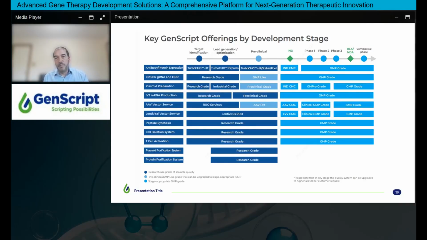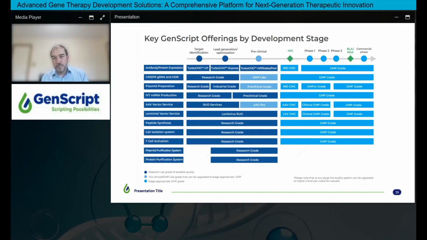And this is just a summary of the services and products that we offer. Starting with our antibody development, we offer it all the way from early research through scaling up, preclinical, and then IND and clinical stage. CRISPR, gRNAs and HDR templates from research to preclinical and clinical grade, plasmid, IVT, mRNA, AAV, and lentivirus production, complete from research to GMP. Peptide synthesis also from research to GMP.